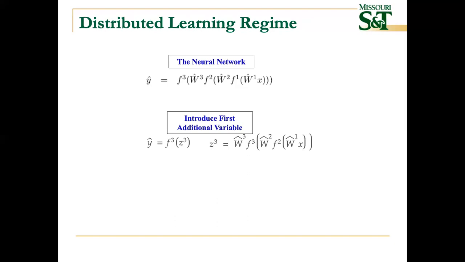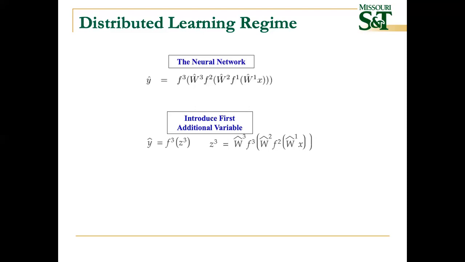With this introduction of the first variable, y hat, which is the output of the neural network, now becomes dependent on Z3 instead of depending on all the other layers, such that Z3 is constrained to be equivalent to the previous layers. This is not a neural network unless Z3 is equivalent to what comes from the previous layers, since Z3 represents all the data that is going to come from the previous layer. Therefore, Z3 has to be constrained to be equal to the output of all the previous layers of the neural network, which is layers 3, 2, and 1.